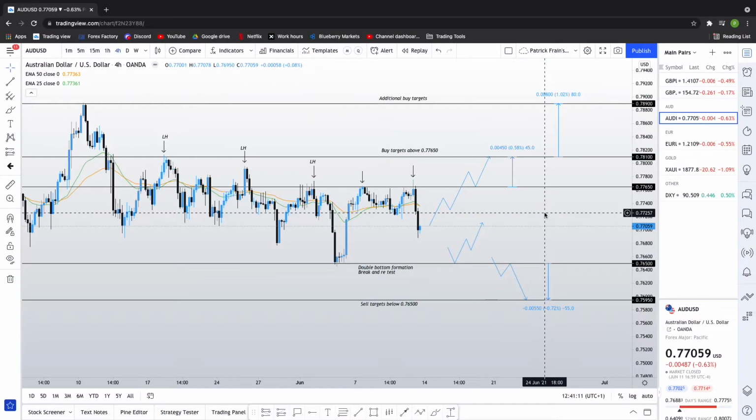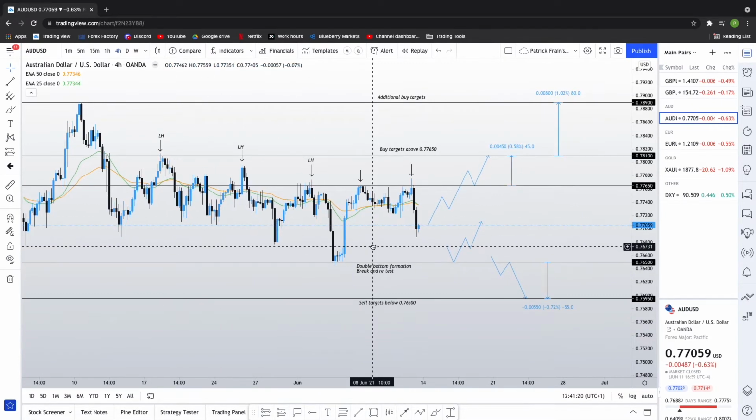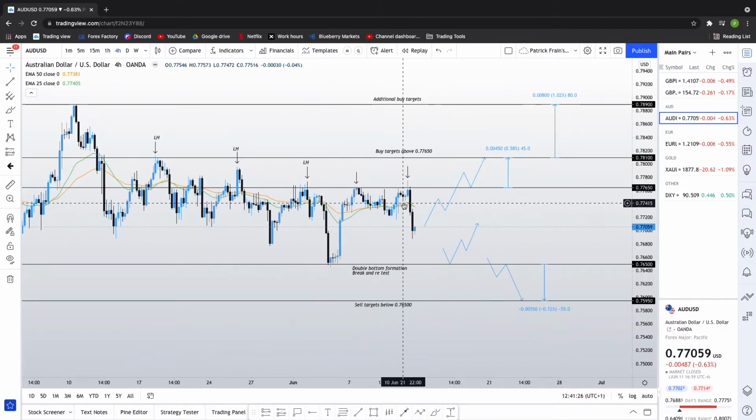Looking at our first pair guys on AUDUSD on the 4-hour time frame, as you can see we have been trending to the downside, making lower lows and lower highs. As we did mention on the previous forecast, we were looking for a break of this lower high for price to make a higher high. However, we have still been respecting this level of resistance at 0.77650.